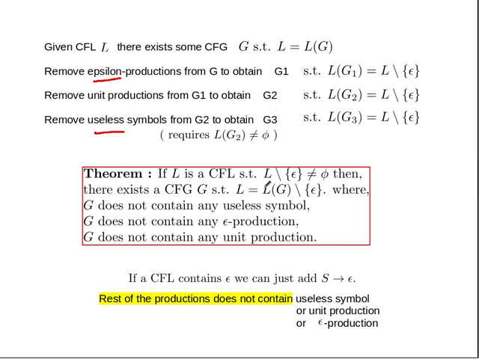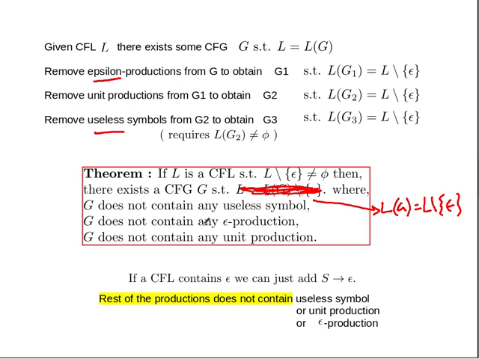such that, sorry, again there is a mistake there. This should be such that L of G is L minus epsilon. We can have this, where this G does not contain any useless symbol, does not contain any epsilon production, does not contain any unit production. Okay, so we have removed all these unwanted features.